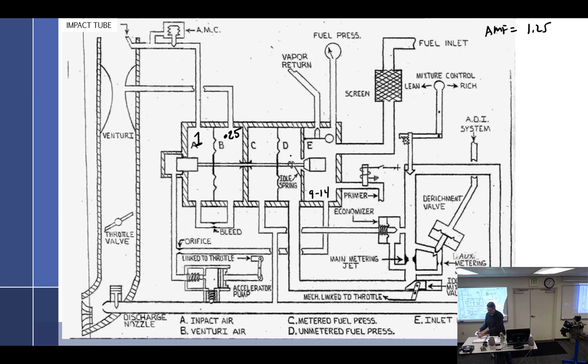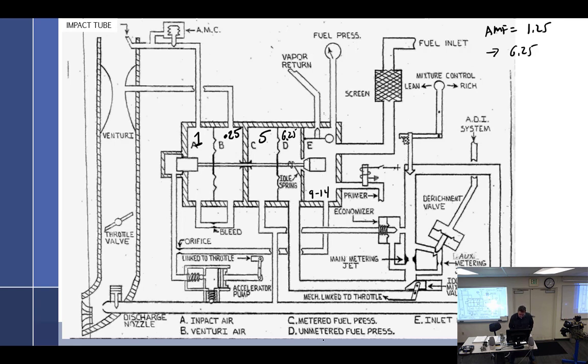This pushes the diaphragm towards the chamber. Pressure in D moves it to the right. I'm sorry, left. Metered fuel pressure enters C. And what is my pressure in C? Okay, 5. So how much pressure do I have moving it to the right? 6.25. So what does the pressure in D have to equal in order for this to be in equilibrium? 6.25, and that would be in equilibrium.